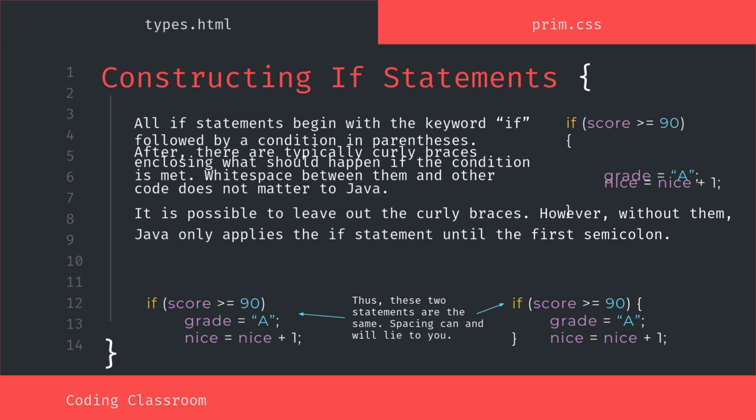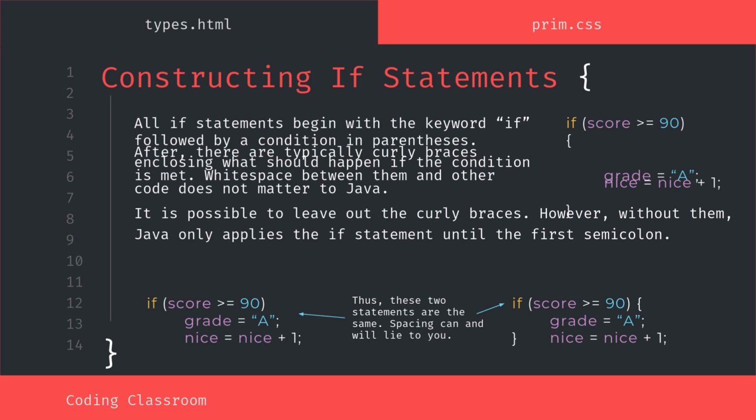Now let's break down how to properly construct an if statement in Java. Every if statement starts with the keyword if, followed by a condition in parentheses. If that condition evaluates to true, the code inside the curly braces will be executed. Here's an example: if score >= 90, grade = A, nice = nice + 1. In this case, if the score is 90 or greater, both lines inside the curly braces will be executed. The grade is set to A, and the value of nice is incremented by 1.